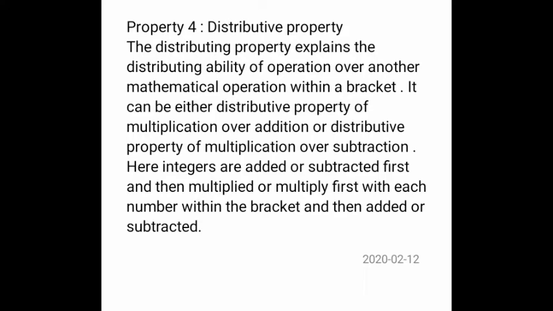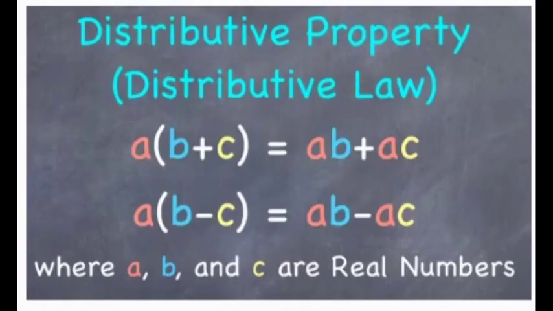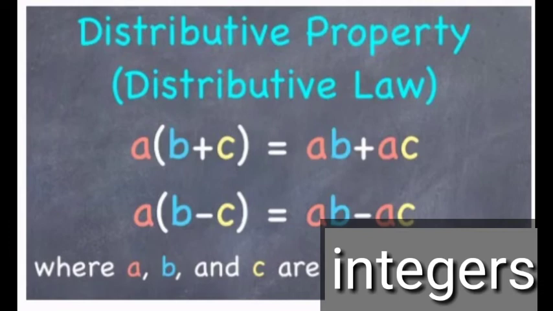The distributive property explains the distributing ability of an operation over another mathematical operation within a bracket. It can be either the distributive property of multiplication over addition or the distributive property of multiplication over subtraction. Here, integers are added or subtracted first and then multiplied, or we multiply first with each number within the bracket and then add or subtract. We understand well if we take the formula of the distributive property of multiplication over addition and over subtraction. First, we see the distributive property of multiplication over addition.